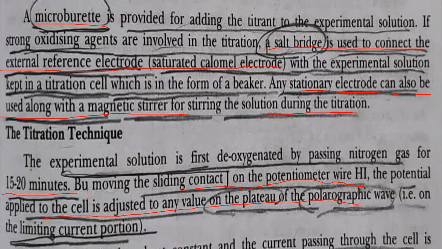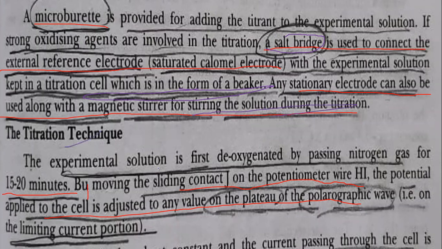If strong oxidizing agents are involved in the titration, a salt bridge is used to connect the external reference electrode with the experimental solution, kept in the titration cell, which is in the form of a beaker. The titration cell is a beaker. A stationary electrode can be used along with the magnetic stirrer for stirring the solution during the titration.